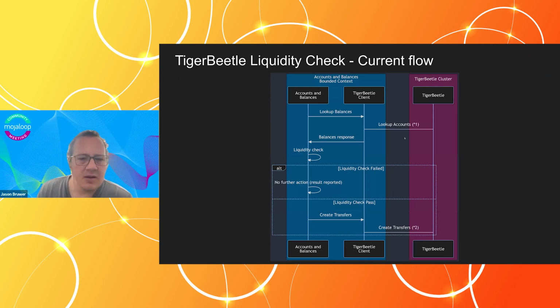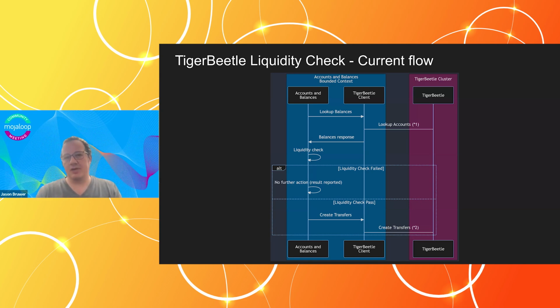Okay, so what we're going to talk about is two changes. The actual changes to the implementation that you see here are work in progress, but let me start taking everyone through it. What we have on the left-hand side is the accounts and balances bounded context, as Pedro explained, and on the right-hand side, we have the TigerBeetle cluster. The very first thing, and this is very much centered on the liquidity check.